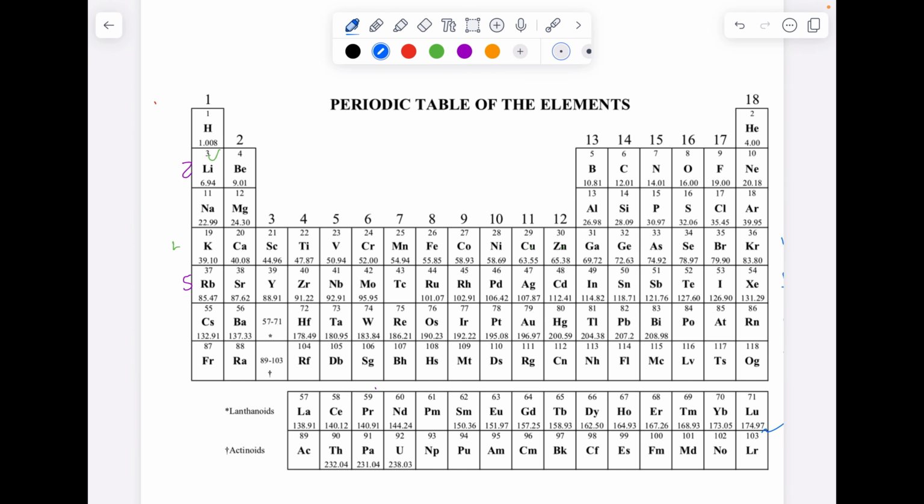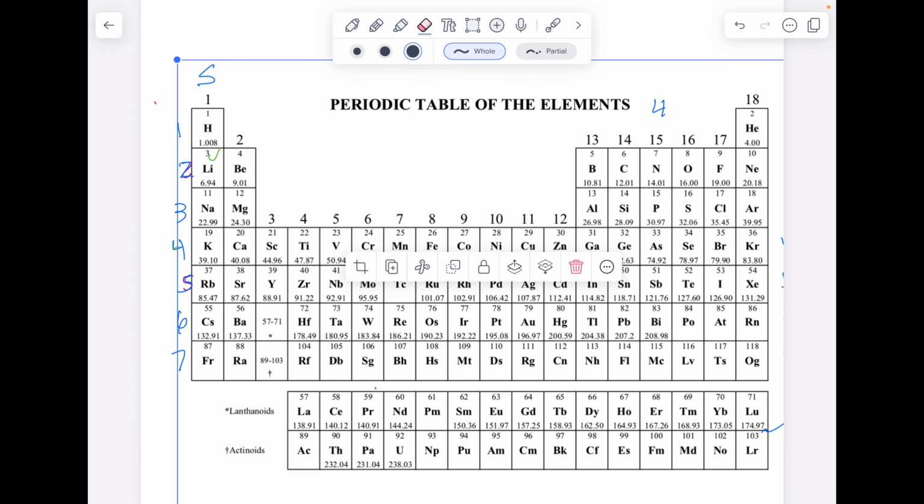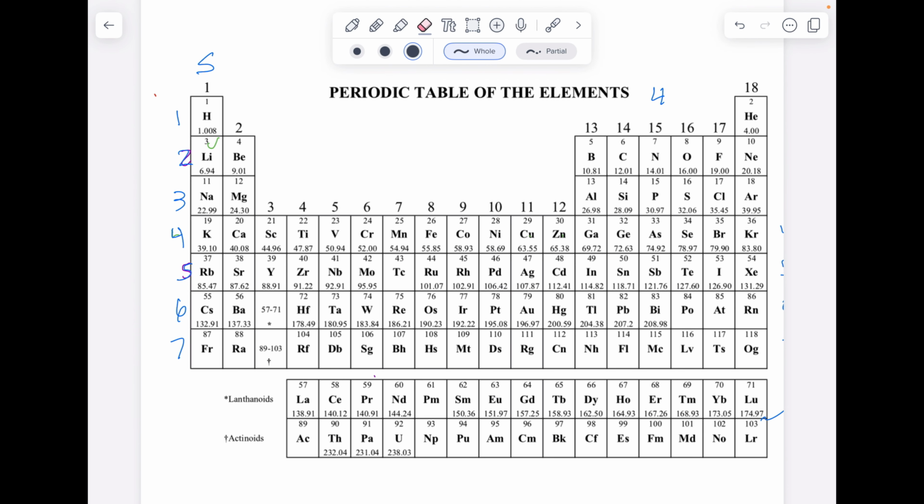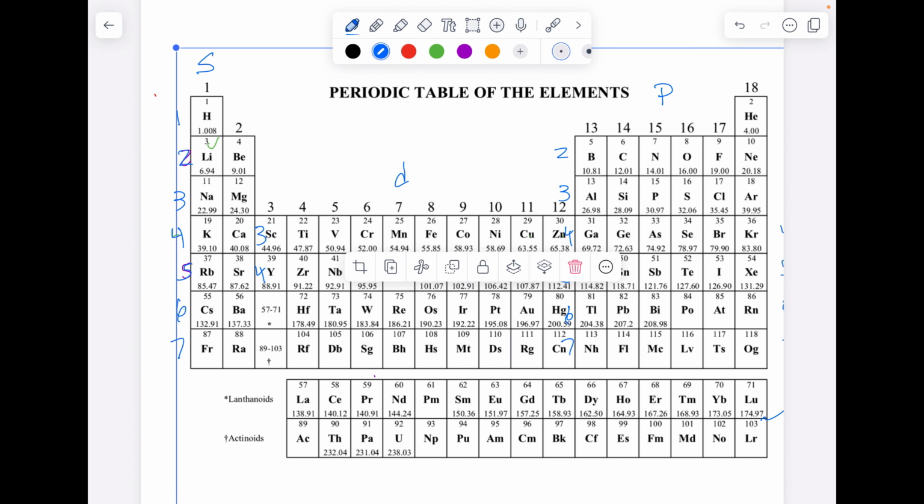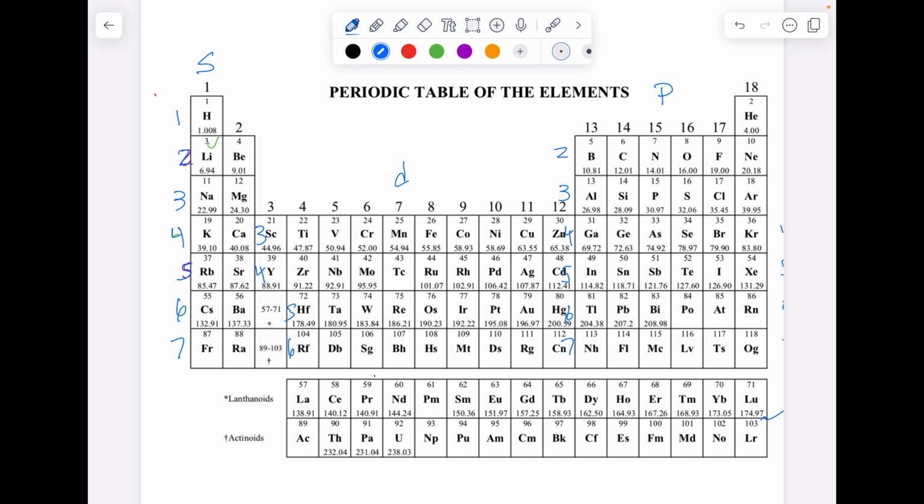Let me write my numbers in again. So this is my S block. I've got 1, 2, 3, 4, 5, 6, 7. This is my P block, and I start with 2, 3, 4, 5, 6, 7. And this is my D block, and that starts with 3, 4, 5, 6. And then finally my F block, I'm not going to need that, but 4 and 5. Okay, so I have to go to gallium.